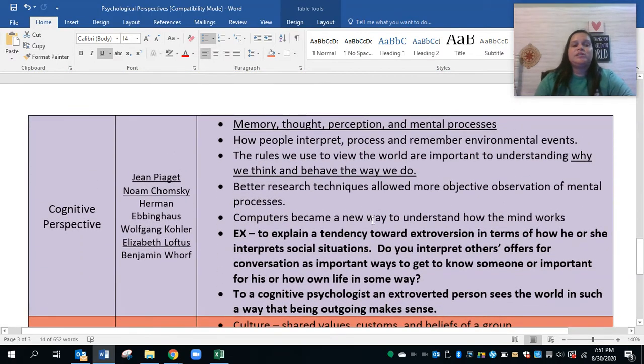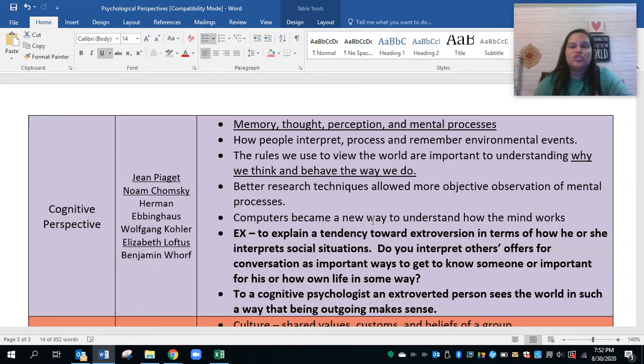The cognitive perspective is our next one. And remember, we said cognitive is our fancy word for thinking. Lots of names in this one. Jean Piaget is probably the first big name. Noam Chomsky, Elizabeth Loftus for memories. This one really looks at thought, but also memory processing and perception. It's all about why we think and behave the way we do.